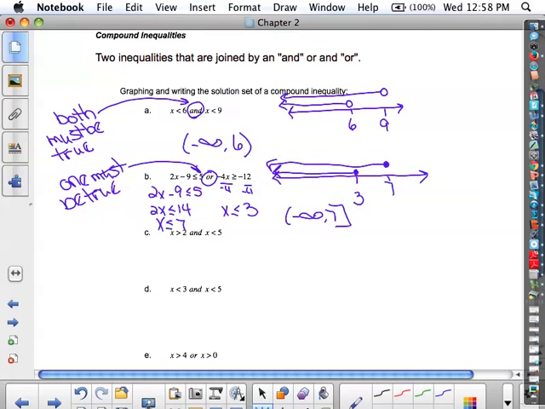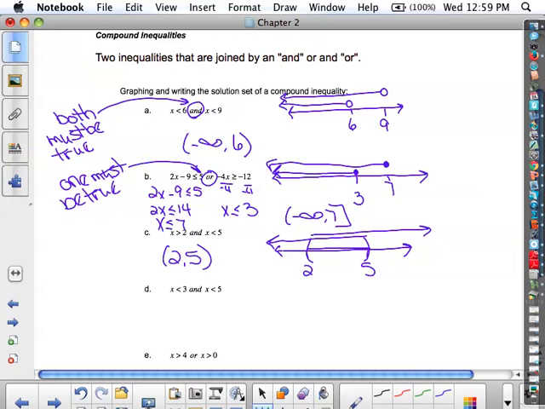The next is an "and". So this time we have x is greater than 2 and x is less than 5. There's 2, there's 5. Neither of those are included. Here's my interval. So that is from 2 to 5. So that's the region where they're both true, because we have x is greater than 2 going this way, x is less than 5 going that way. Where are they both true? In that region in which they overlap.